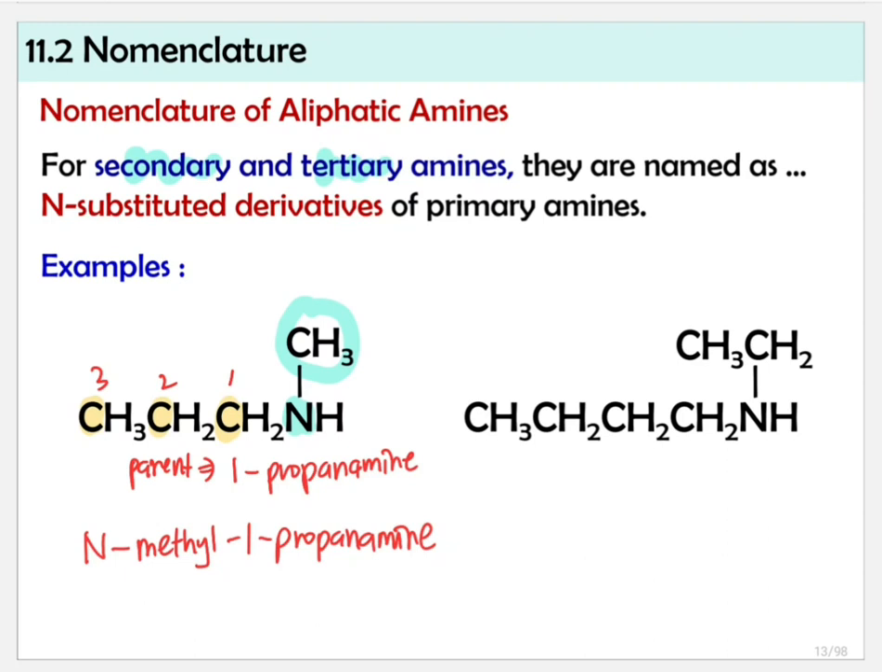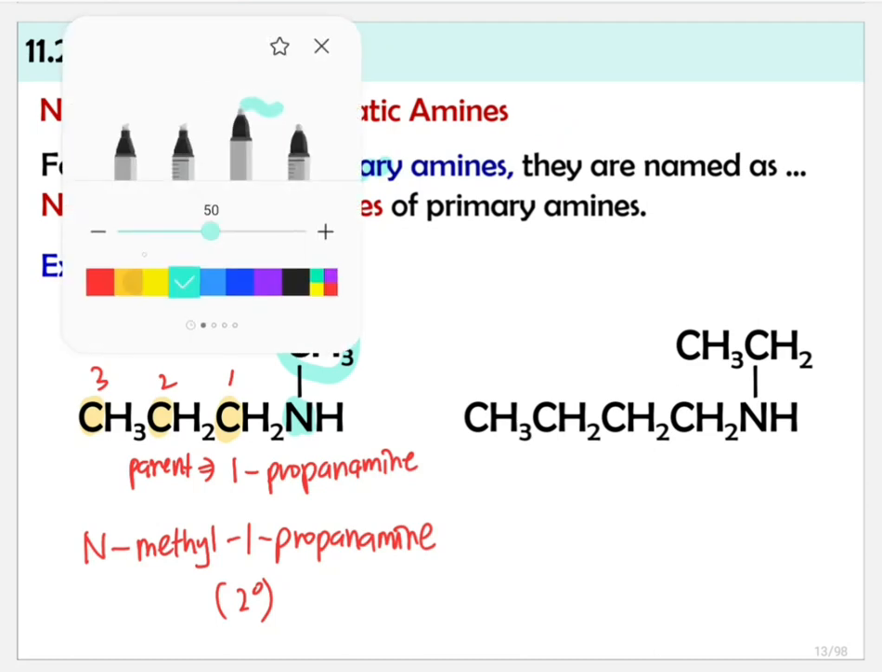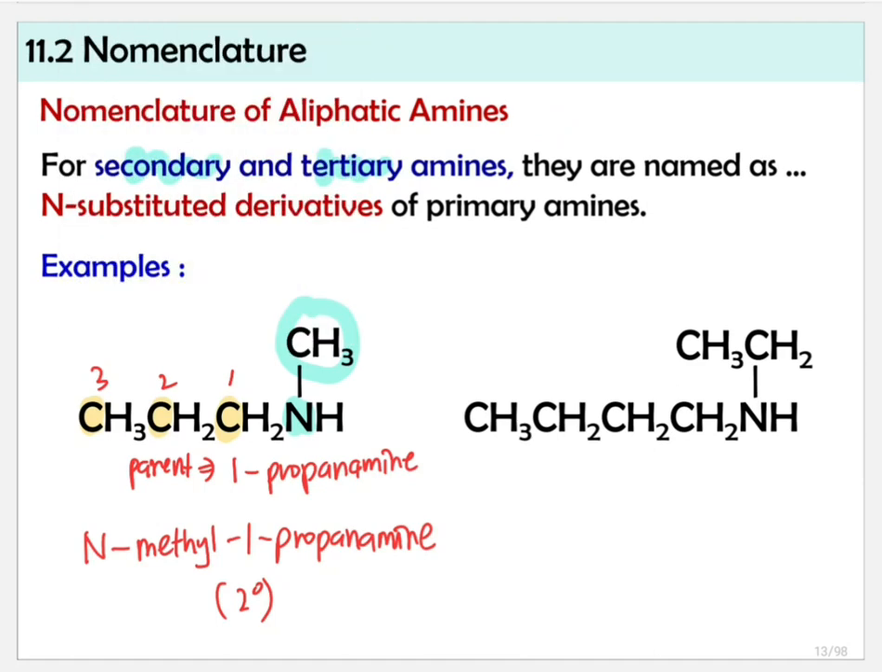Okay, so what about the class of this compound? The nitrogen is bonded to 2 carbons. Therefore, this is a secondary amine. Okay, for the next example, again, we want to find the longest continuous chain that has nitrogen. So, 1, 2, 3, 4. For numbering, we will start from here. 1, 2, 3, 4. So, 4 carbons is the longest.